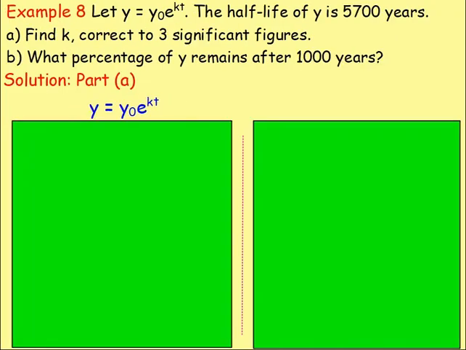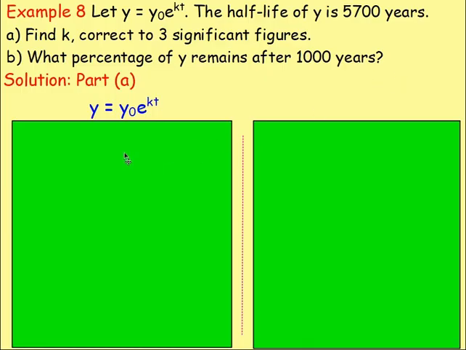Example 8. Let y equal y naught e to the power of kt. The half-life of y is 5,700 years. Find k, correct to 3 significant figures. And for part B, what percentage of y remains after 1,000 years?